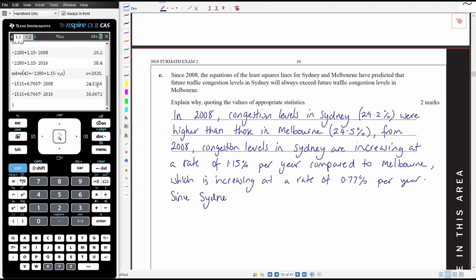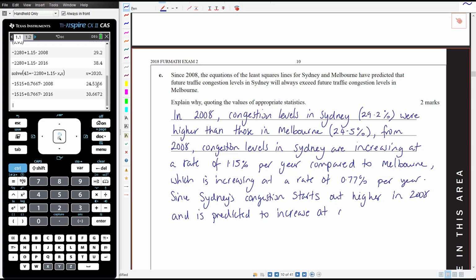Since Sydney's congestion starts out higher in 2008 and is predicted to increase at a higher rate than Melbourne's, it is always predicted to have higher congestion than Melbourne.